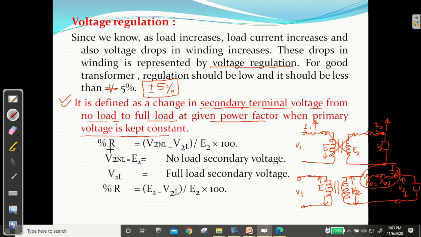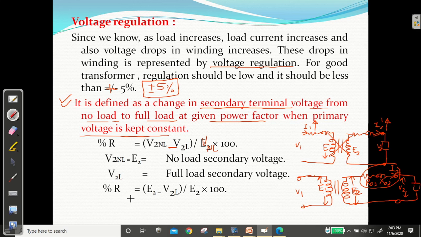So percentage regulation equals what? V2 at no load minus V2 at load upon V2 at no load. Now at no load, will V2 and E2 be same or different? It is the same, because there is no load, so what will I2 be? Zero. And if I2 is zero, then V2 and E2 will be same, there will be no drops. So V2 at no load equals E2, and V2 at load means full load secondary voltage.